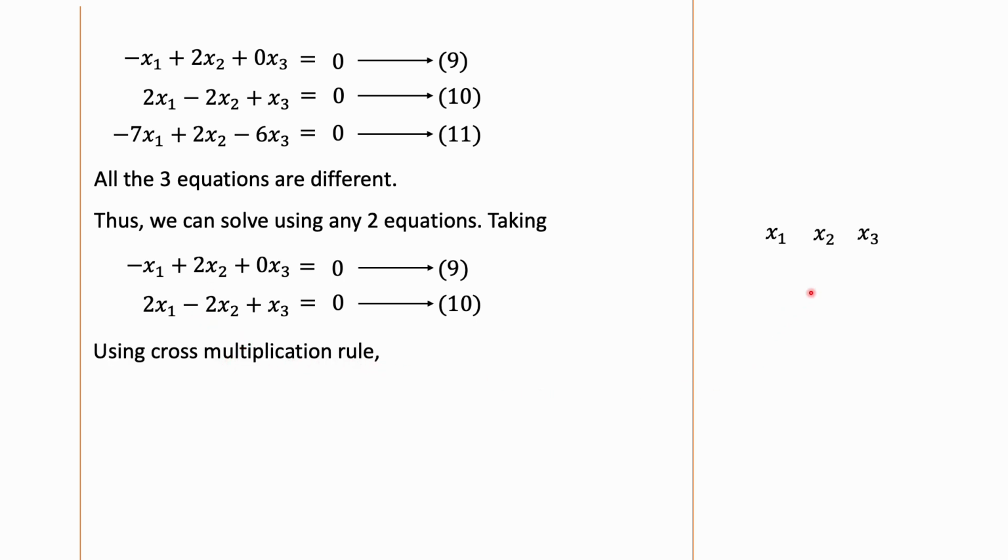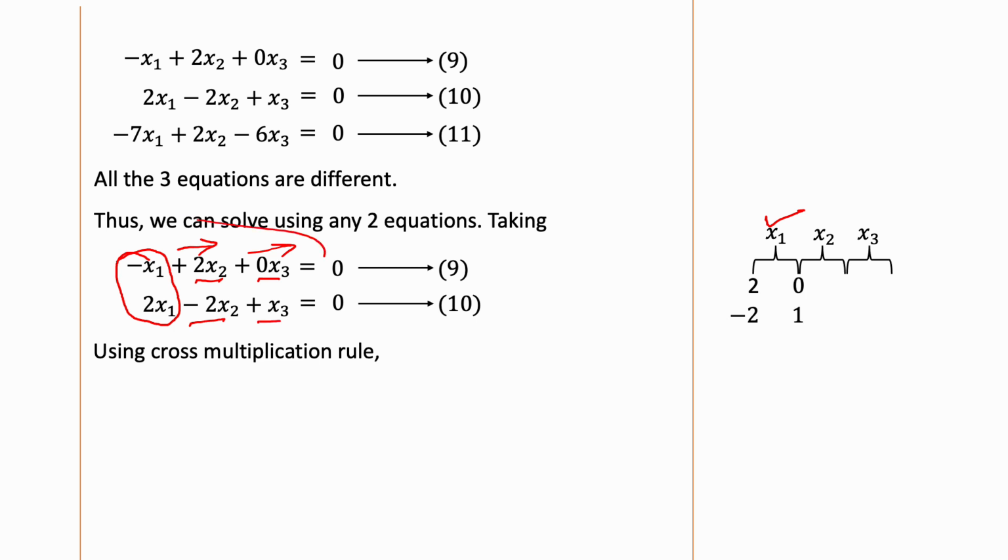Again, I will write here x1, x2 and x3, and below that I must write some elements. How do I write that? Let me show it here. So here x1 is the first variable. Leave the coefficients of the first variable here. Jump to the right. You can see here 2 and minus 2. Write those elements here below x1. Then again go to the right. You have 0 and 1.